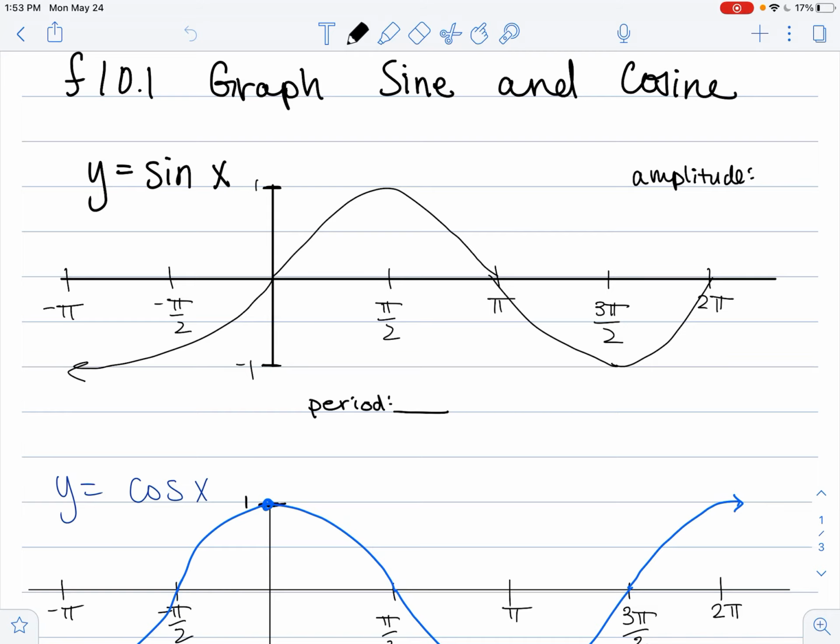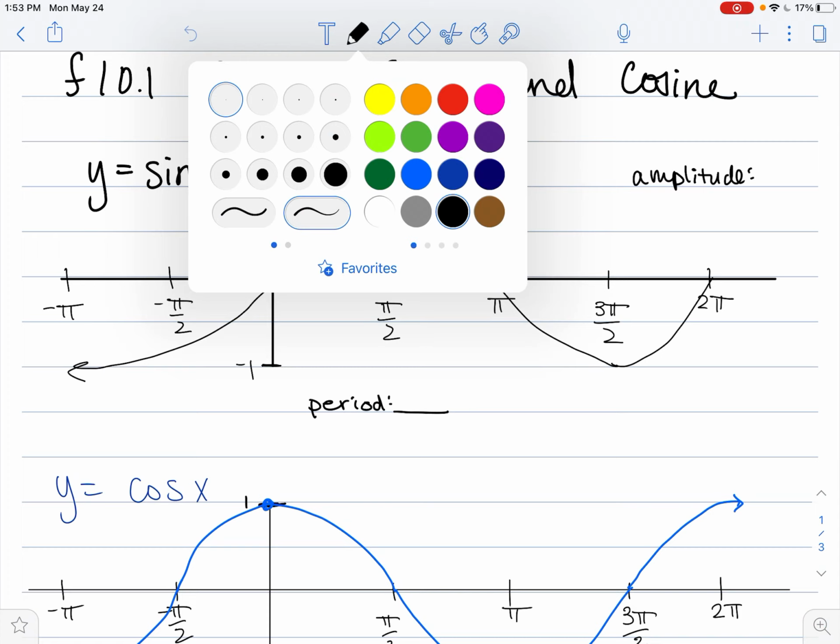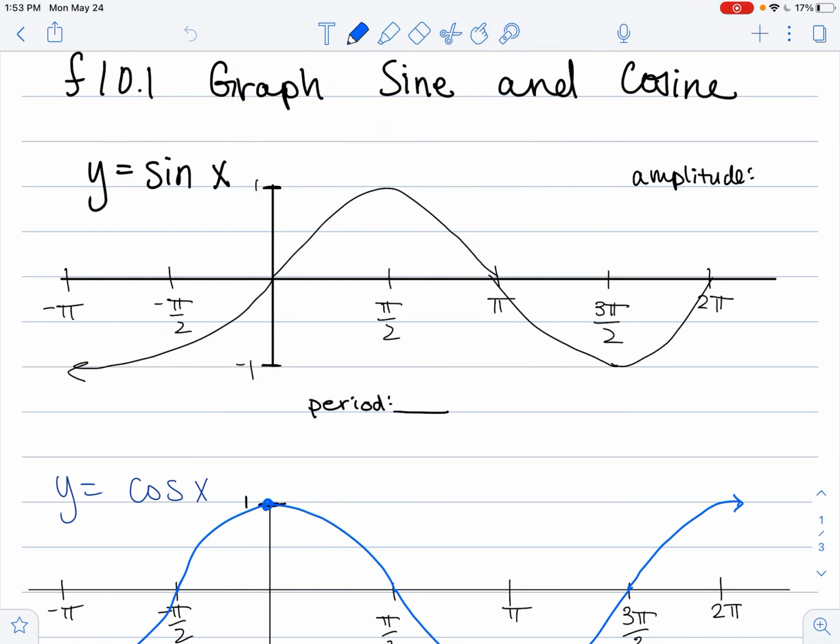I just wanted to remind you, when we're talking about theta as an angle, typically we'll be using it in radians. But keep in mind, 90 degrees is pi over 2, 180 degrees is pi, 270 degrees is 3 pi over 2, and 2 pi is 360 degrees. And negative pi over 2 is negative 90, and negative pi is negative 180.